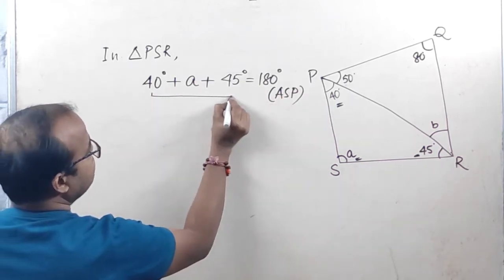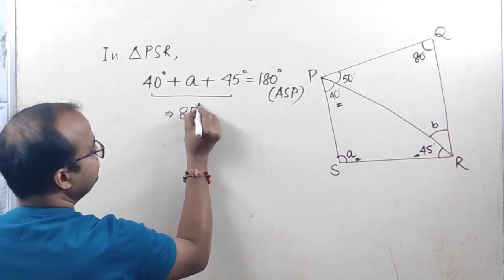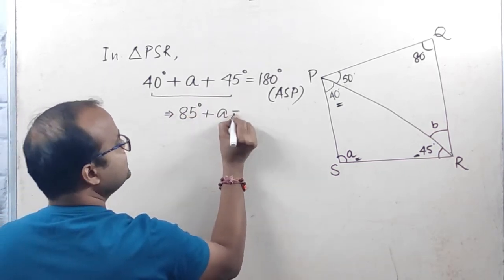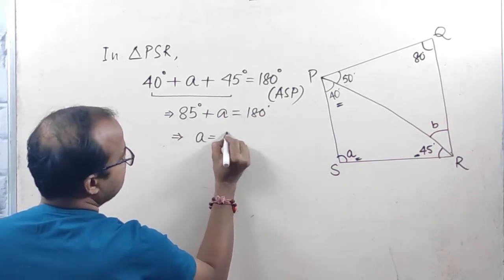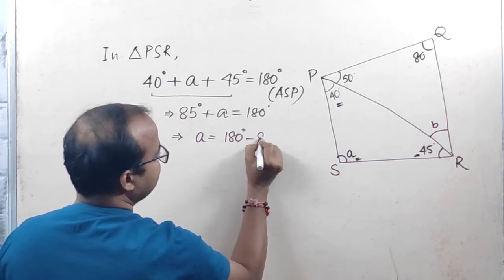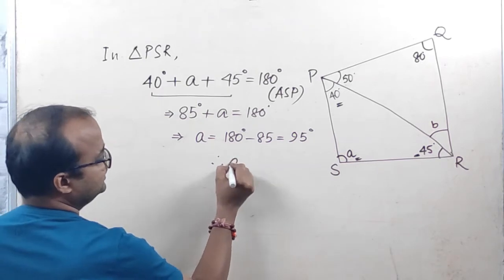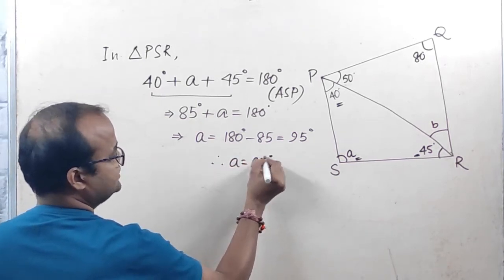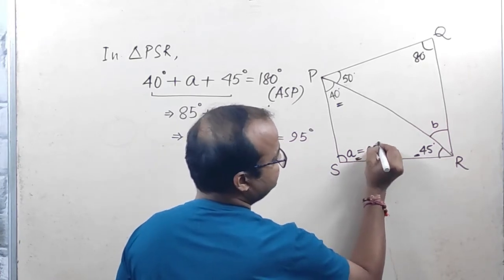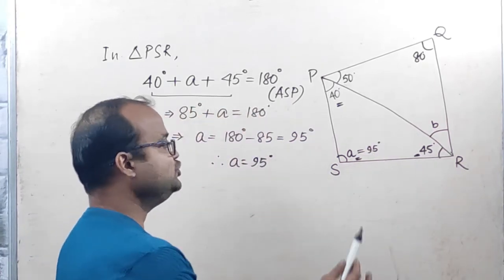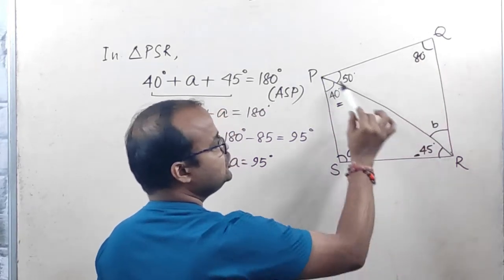So now if you add these two, we'll get 40 plus 45 equals 85, plus A equals 180 degree. It implies A equals 180 degree minus 85. That is, therefore the value of A equals 95 degree. So we'll get the value of A as 95 degree. Now we are going to use angle sum property for triangle PQR.